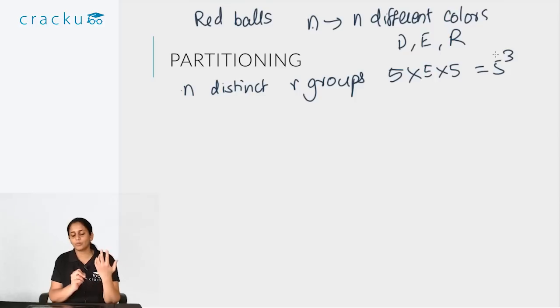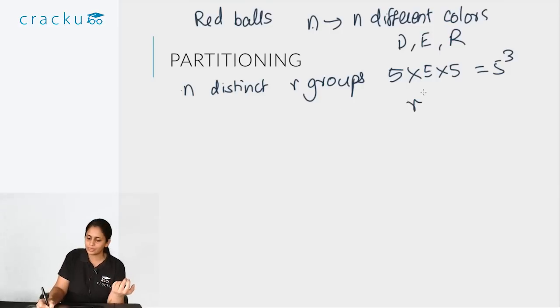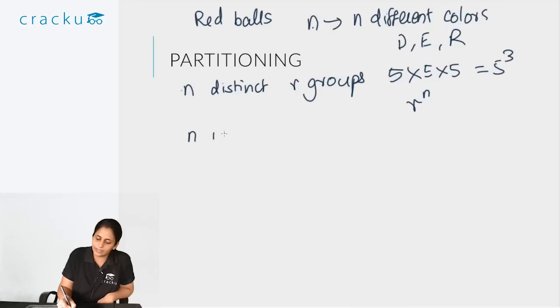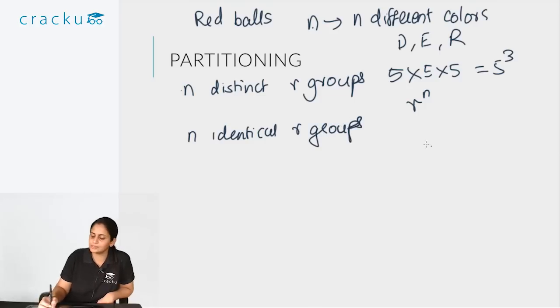So essentially, in this case my fingers represent the groups and the rings represent the distinct items. When you are splitting n distinct items into R groups, this can be done in R raised to n ways. Now suppose you have n identical items in R groups. The way you should think of this is in terms of zeros and ones. So suppose the identical items are these zeros.